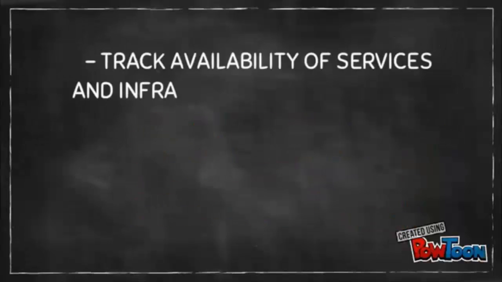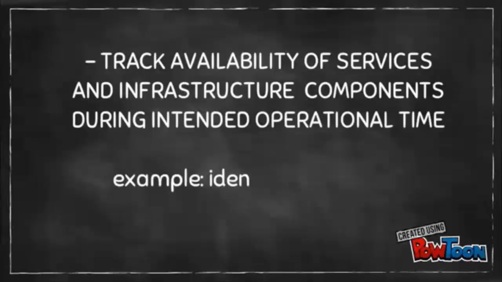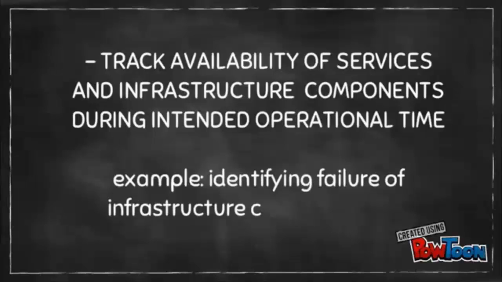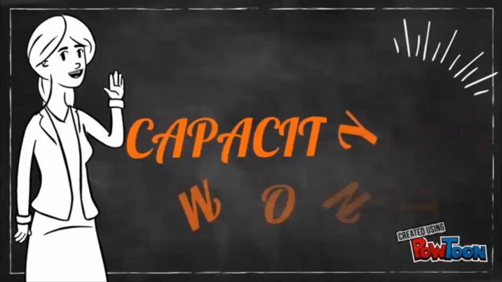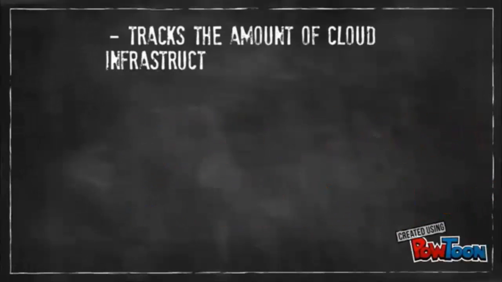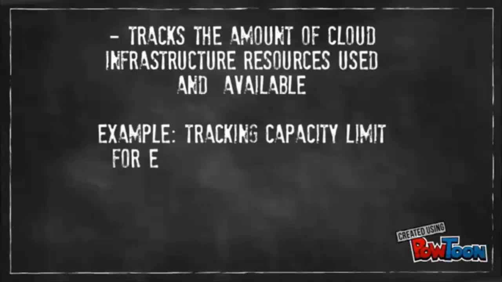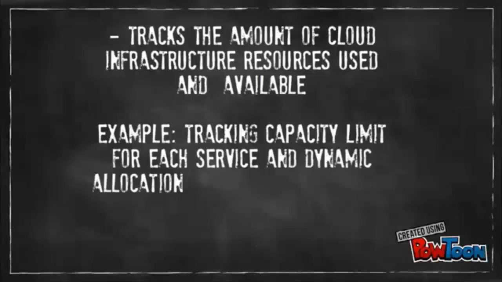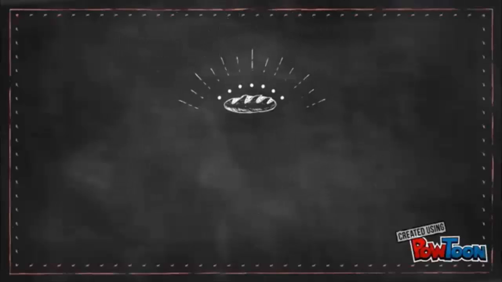Availability monitoring. Track availability of services and infrastructure components during intended operational time. For example, identifying failure of infrastructure components and services. Capacity monitoring. Track the amount of cloud infrastructure resources used and available. For example, tracking capacity limits for each service and dynamic allocation of storage capacity within LAN.